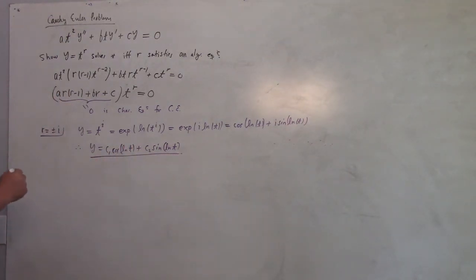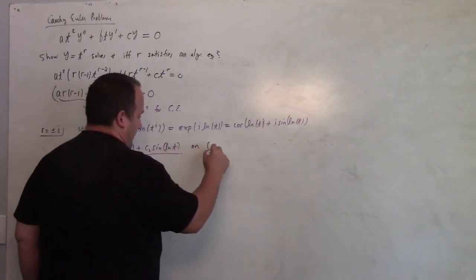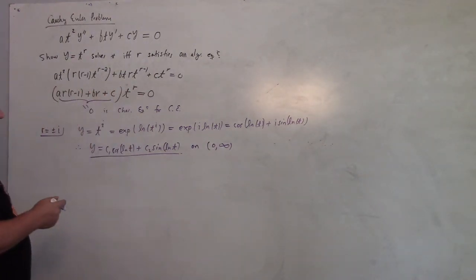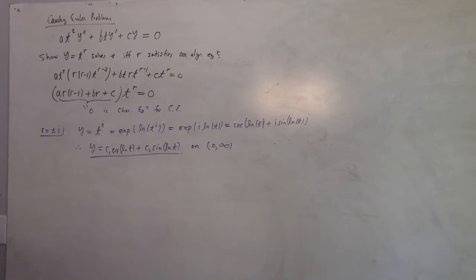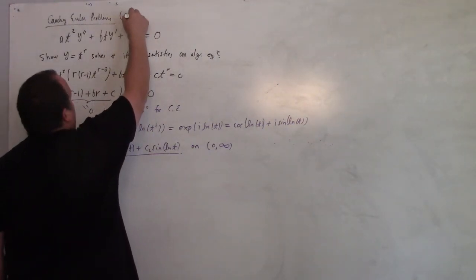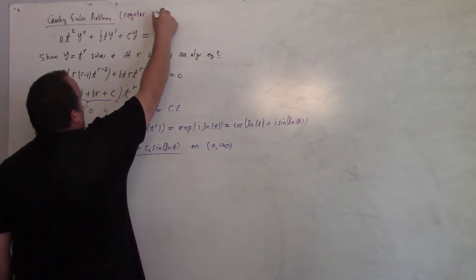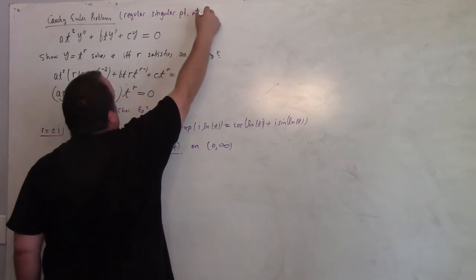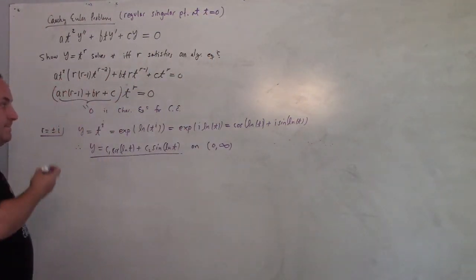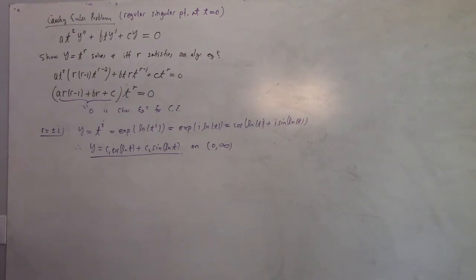However, notice for a second, the domain is what? It has parentheses 0 and infinity. Right. And you could put minus T in place of T and then have it on minus infinity to 0. The thing is, this differential equation actually has a singular point. This is a regular singular point at t equal to 0. So the domain is not like the domain we've seen before with power series. It's a little different.